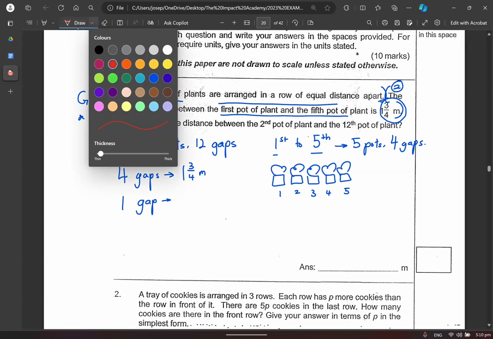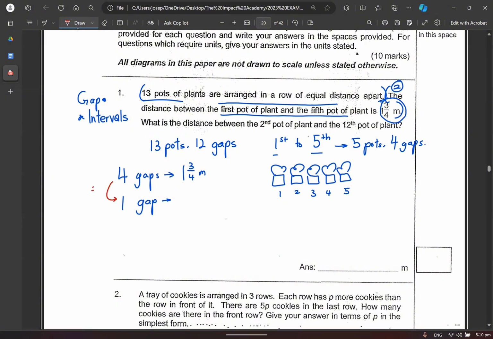How do I find 1 gap? Very simple. I just have to ask myself, how do I get from 4 to 1? I divide by 4. And then I will also divide by 4 on the other side. What is that? 7 over 16. 7 over 16 meters. Okay, I trust your calculations. You sure that calculation is correct? Yeah.